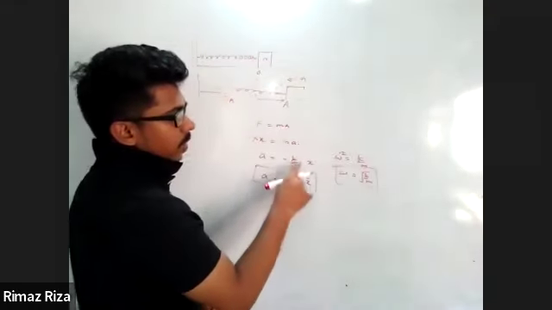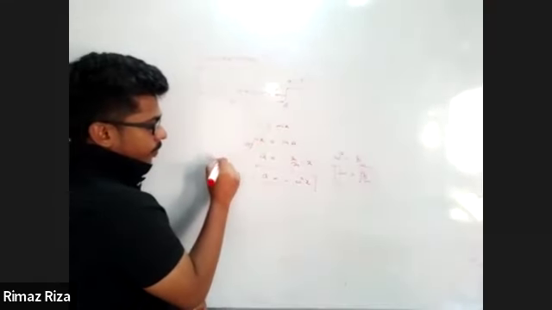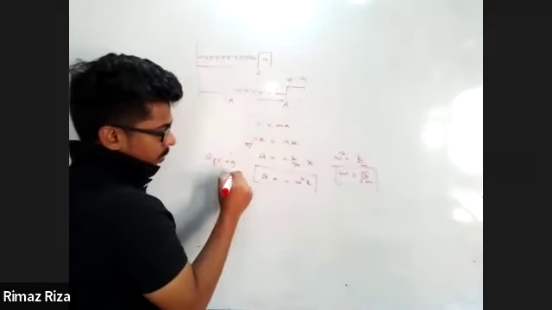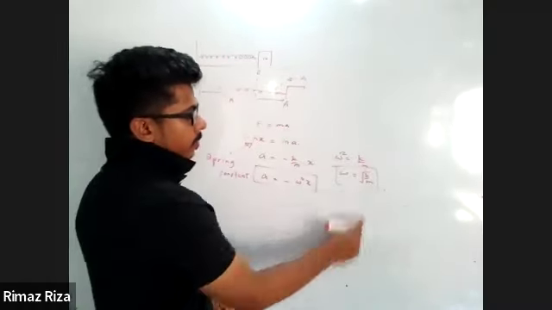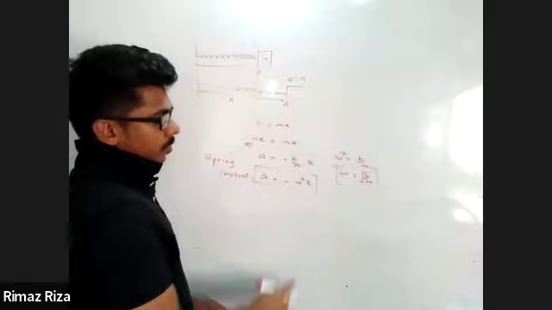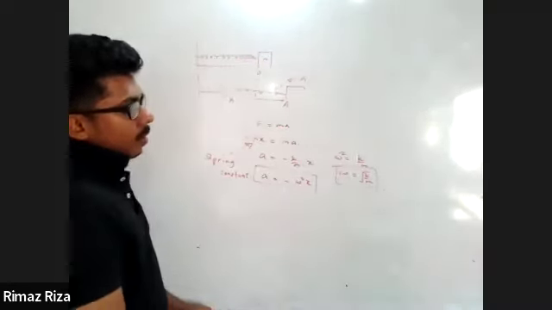Okay, so here k is the spring constant. Spring constant. Okay, and m is the mass. Okay, so this gives the angular velocity.